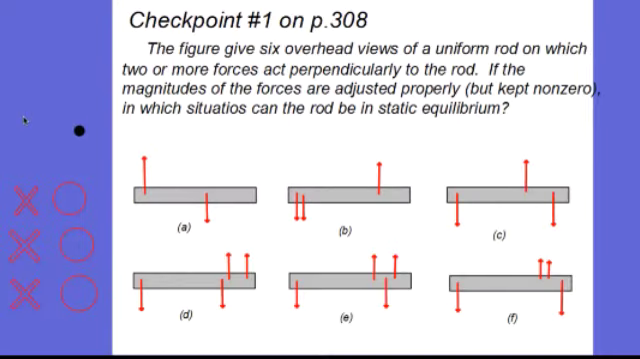Let's check our understanding. The figure gives 6 overhead views of a uniform rod on which 2 or more forces act perpendicularly to the rod. If the magnitudes of the forces can be adjusted properly, but not made to be zero, in which situations can the rod be in static equilibrium?